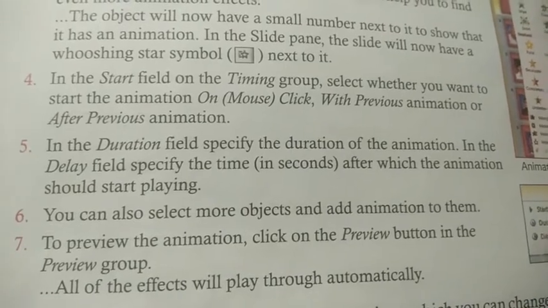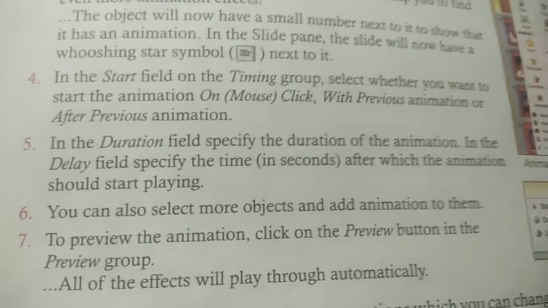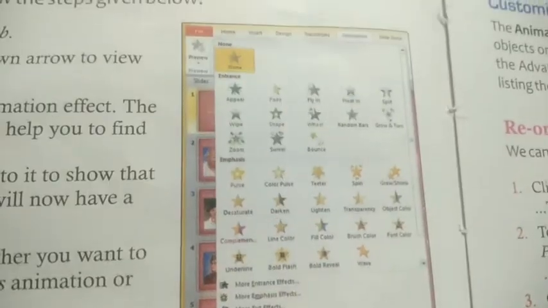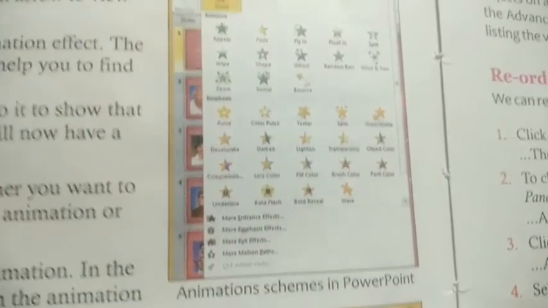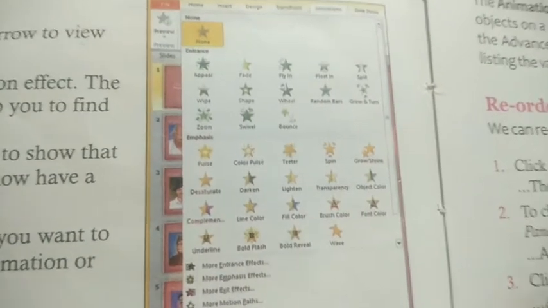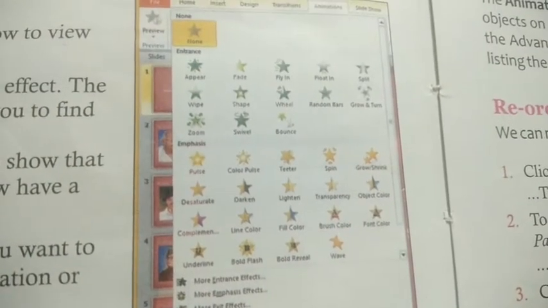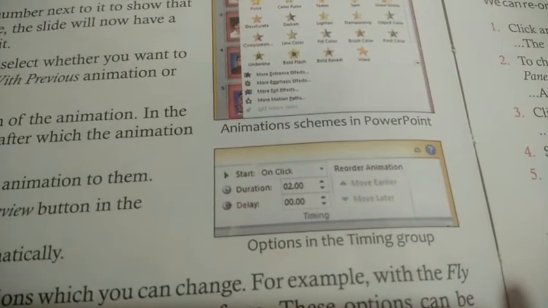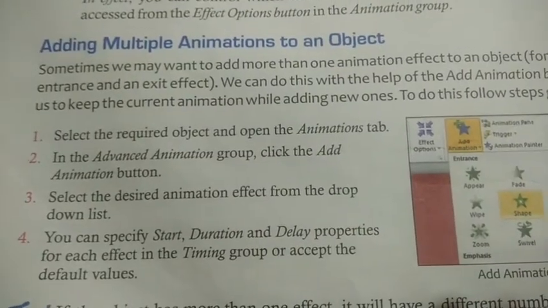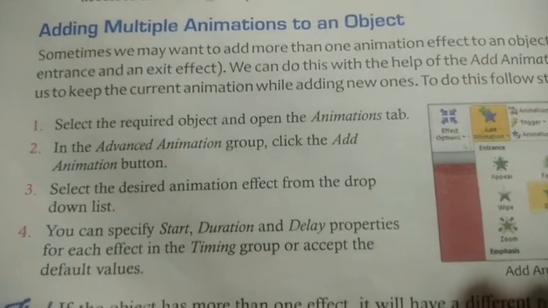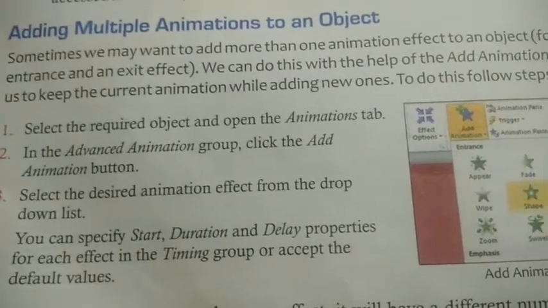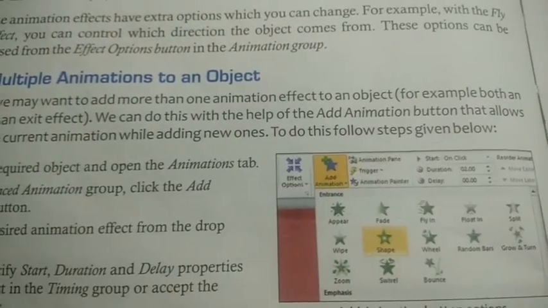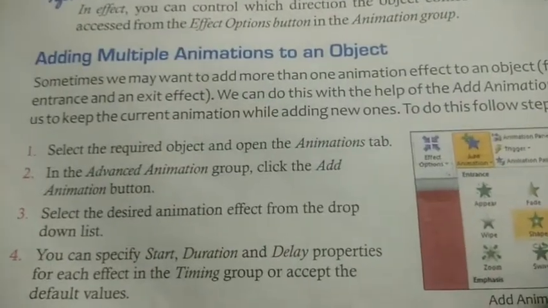To preview the animation, click on the preview button in the preview group, then all of the effects will play through automatically. Okay, then you can see students, these are the animation schemes in PowerPoint. You can see the effects properly. Then next is the options in the timing group. Next part is adding multiple animations to an object. Sometimes we may want to add more than one animation effect to an object, for example, both an entrance and exit effect.